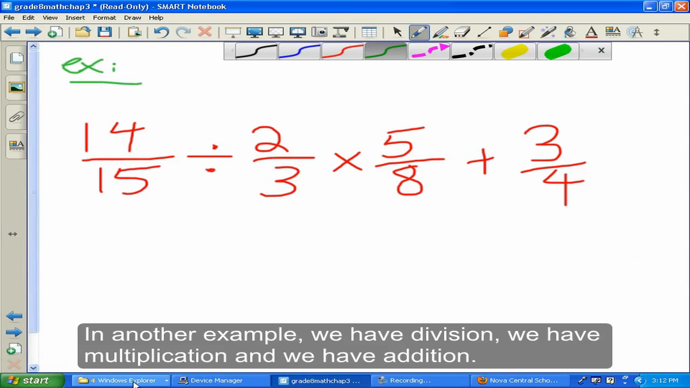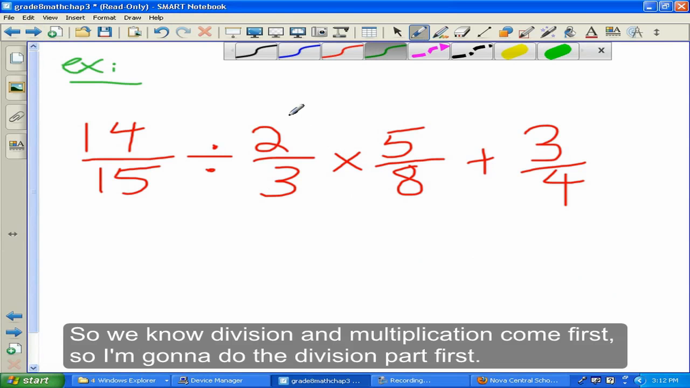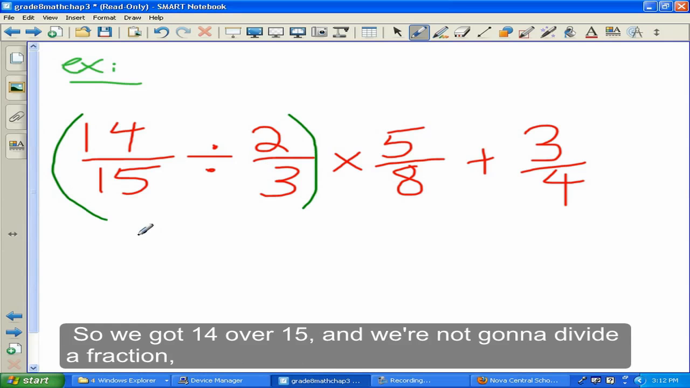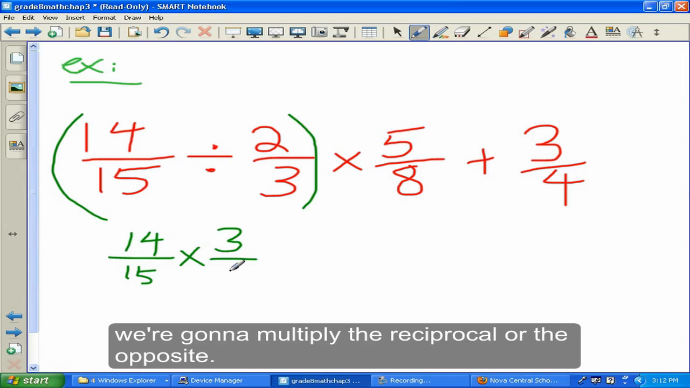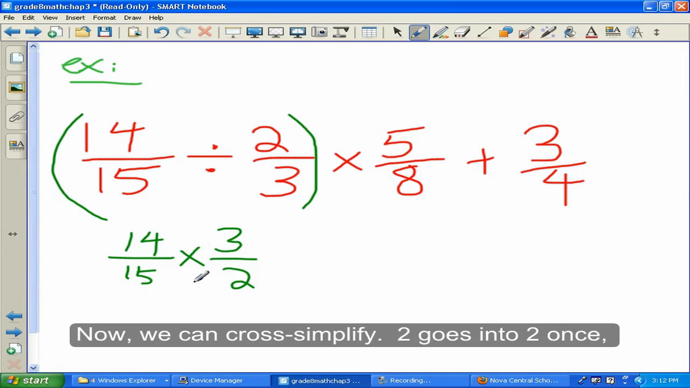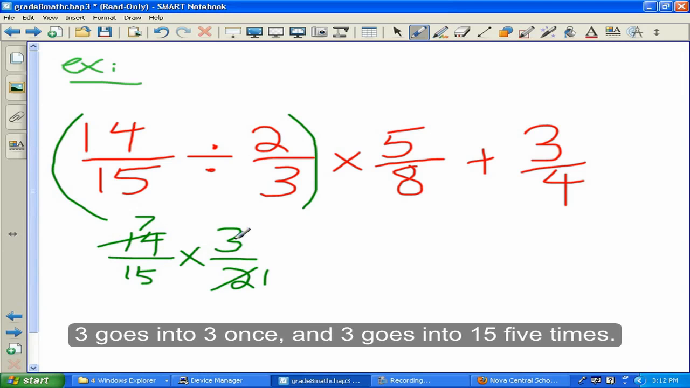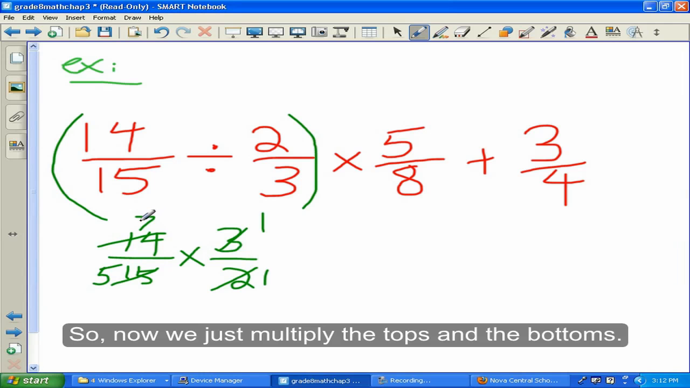In another example, we have division, we have multiplication, and we have addition. So we know division and multiplication come first, so I'm going to do the division part first. So we got 14 over 15, and we're not going to divide a fraction, we're going to multiply the reciprocal, or the opposite. Now we can cross simplify. 2 goes into 2 once, 2 goes into 14 7 times. 3 goes into 3 once, and 3 goes into 15 5 times. So now we just multiply the tops and the bottoms.